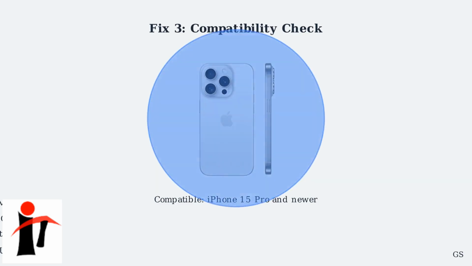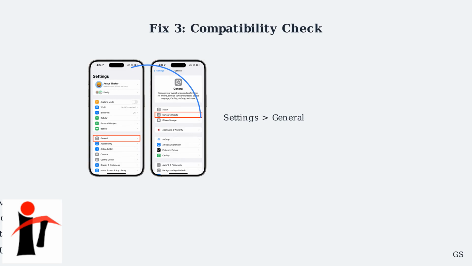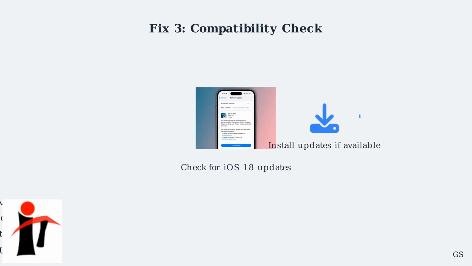Visual Intelligence requires specific iPhone models. It's generally available on iPhone 15 Pro and newer. Make sure your device meets this requirement. Also, ensure you're running the latest version of iOS 18. Go to Settings, General, Software Update to check for updates. Install any available updates, as they often include bug fixes and feature enhancements.